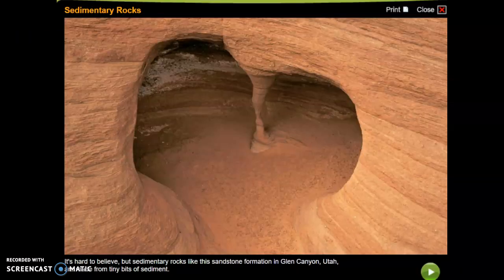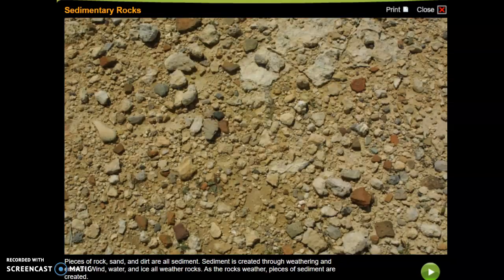It's hard to believe, but sedimentary rocks, like this sandstone formation in Glen Canyon, Utah, are made from tiny bits of sediment. Pieces of rock, sand, and dirt are all sediment. Sediment is created through weathering and erosion. Wind, water, and ice all weather rocks. As the rocks weather, pieces of sediment are created.